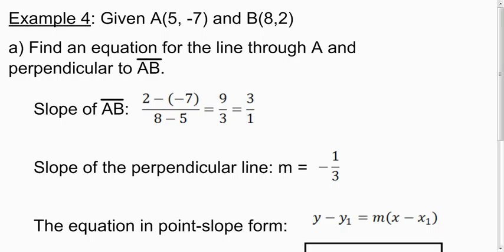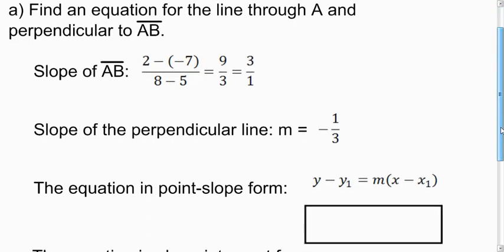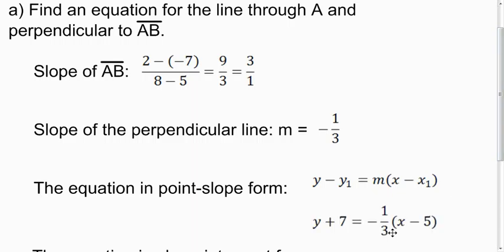So 2 different ways we can find the equation of a line that's perpendicular that goes through A. We can use point slope form. And since it's going through A, we would use the point 5, -7. And remember, when you plug into this formula, it's minus, so you got to flip the signs. So we would get this equation.